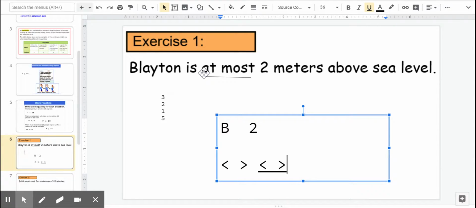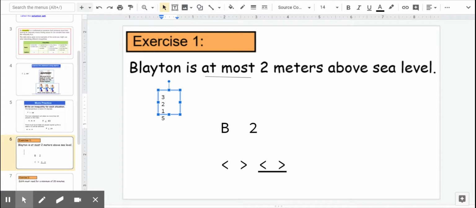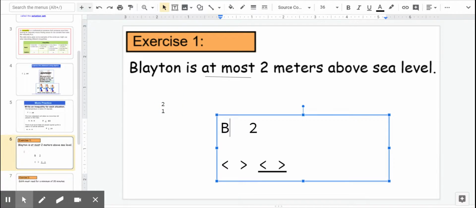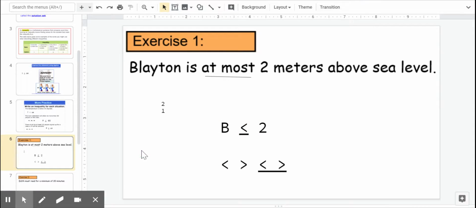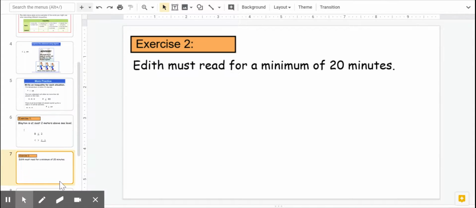Okay, since Blatant is at most 2 feet, he cannot be more than 2 feet. So I know numbers like 3 would not work, and I know numbers like 5 would not work. My numbers that are smaller than 2 are what would work. So I would want the less than symbol. However, 2 would also work because it's at most 2, so he could be 2. So I put the less than or equal to symbol there. Let's practice just one more, and then this video will be done for today.